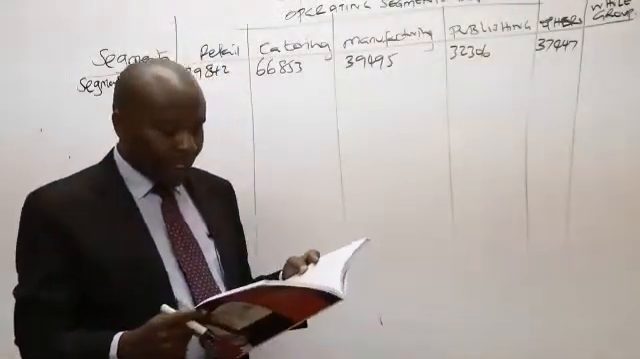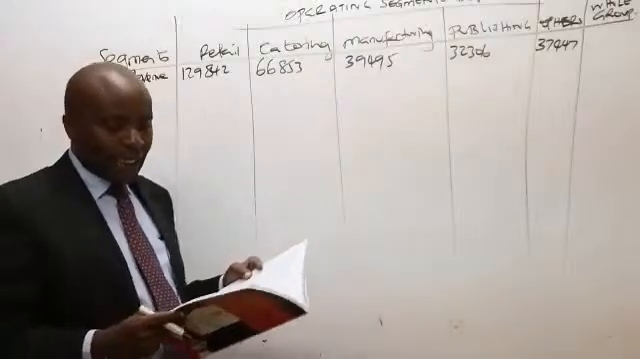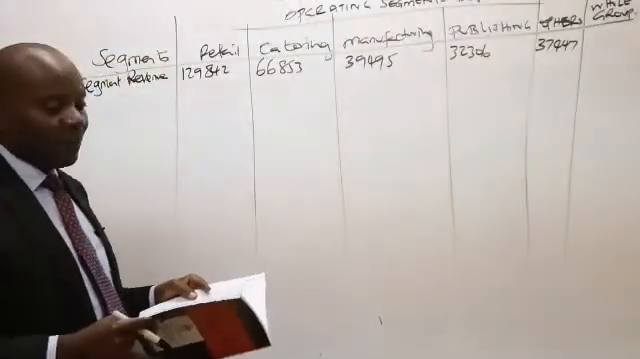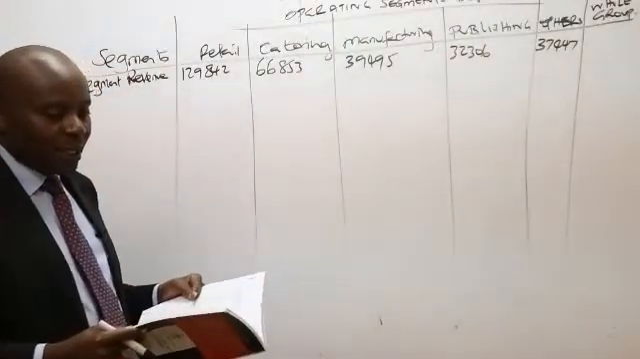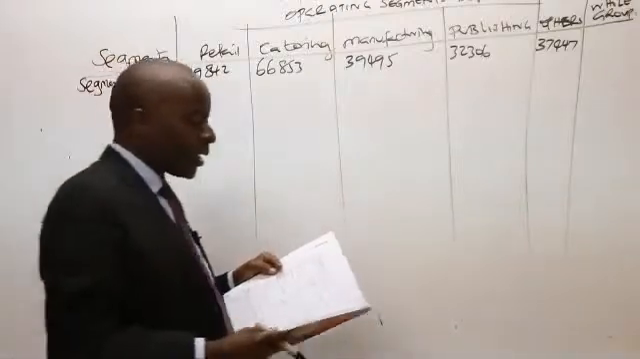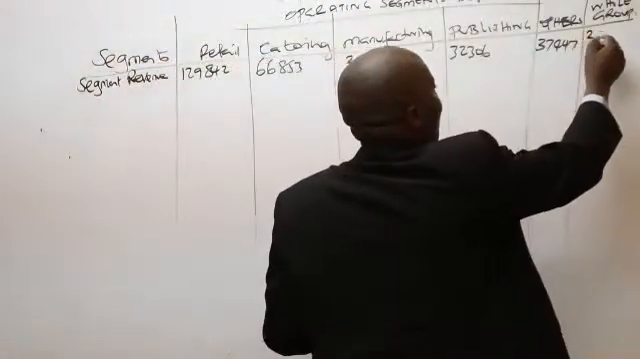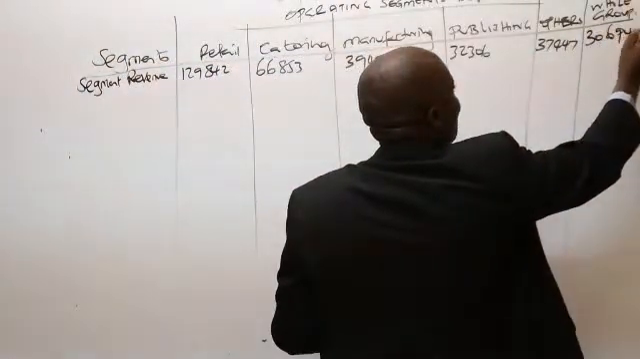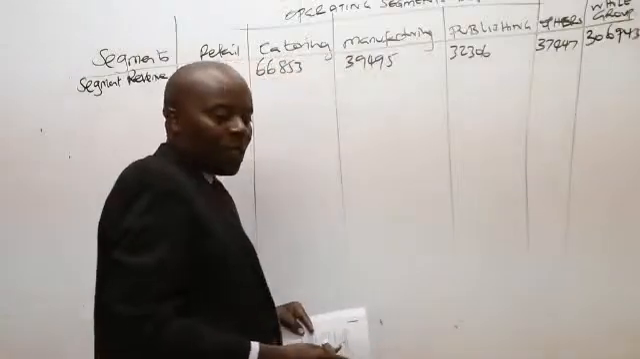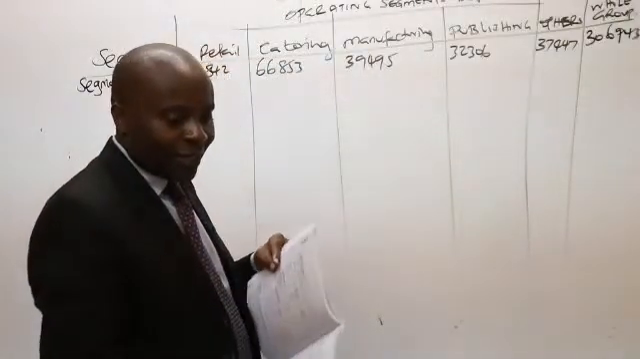Mengicha anasema ati ni 60. Perhaps you 306,943. 306, angalia tena vizuri. 306,943. 306,940,305.